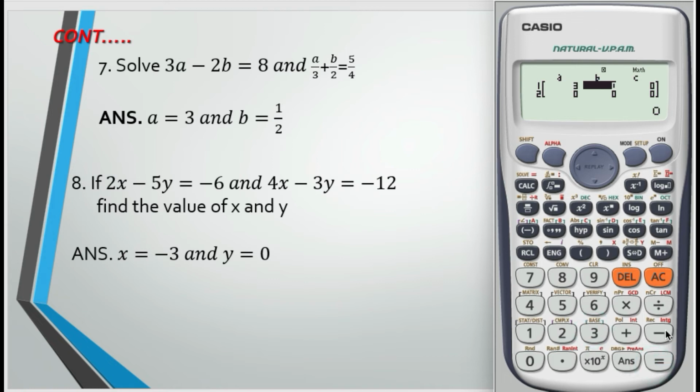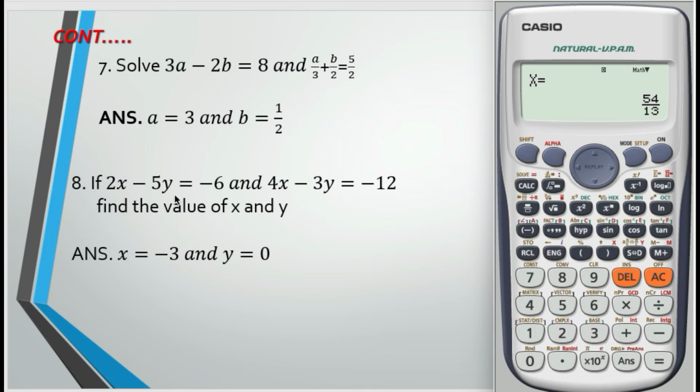So 3, the coefficient of b is -2, 8. The coefficient of the next equation is 1 on 3. The next one is 1 on 2, which is equal to 5 on 4. Hit the equal sign. So our x, which is a, is 3 and b is 1/2. That is the answer over there.